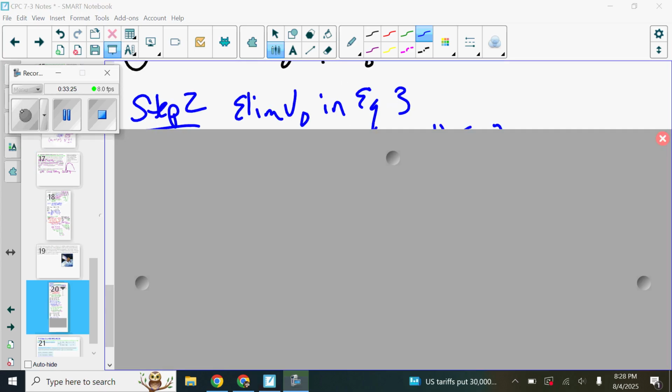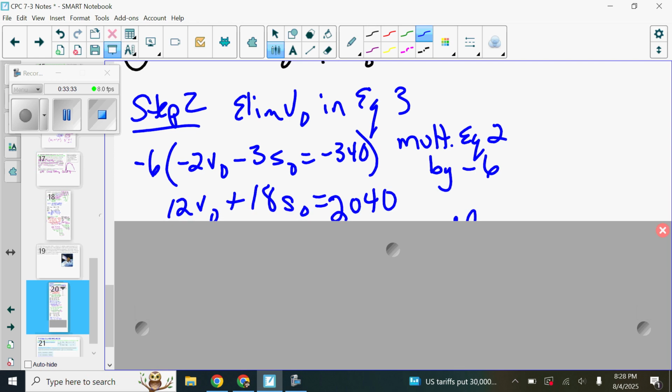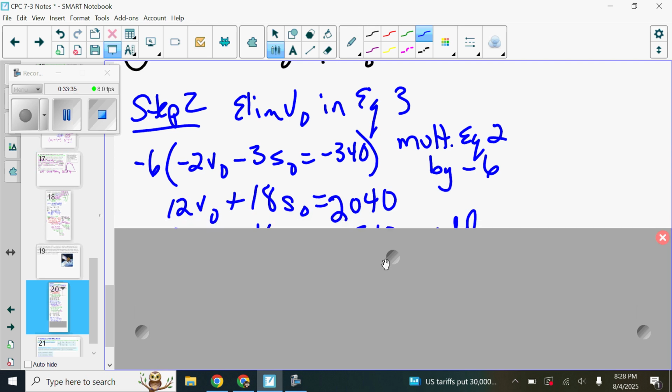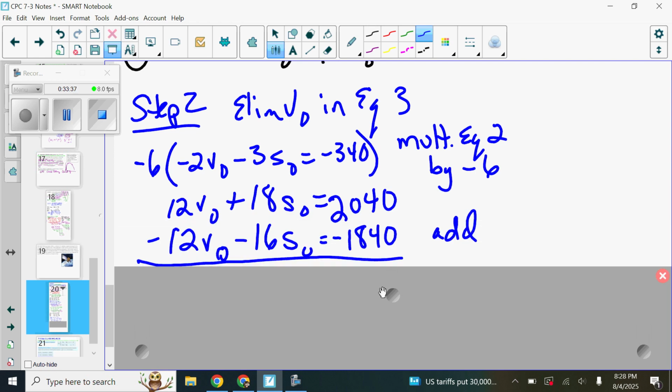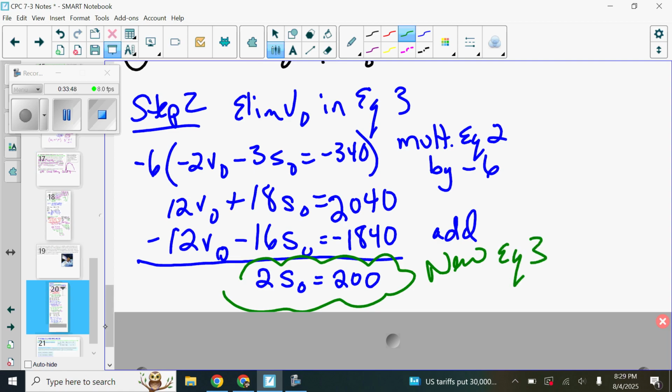Alrighty, so eliminate V0 in equation 3. I multiplied equation 2 by -6, and remember all the way through, even the other side. Got my new equation, so double check your arithmetic, and then add, and then we're down to our new equation 3. Yay! So now we have our new equation 3. Now we're off to the races with the back substituting.